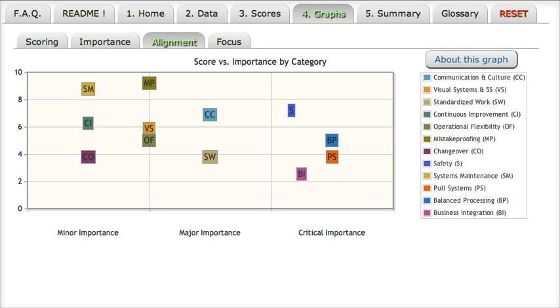Looking at this graph of sample data, if we were to draw a straight line through this cluster of data to represent a best fit, we would see a somewhat negative slope. That tells us that, based upon our team's responses, our performance seems to be a bit weaker in areas that we consider most important to us.